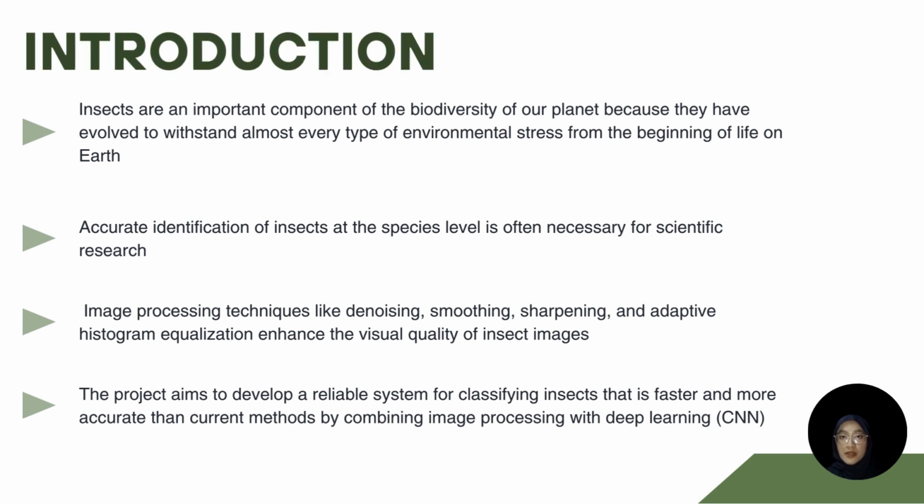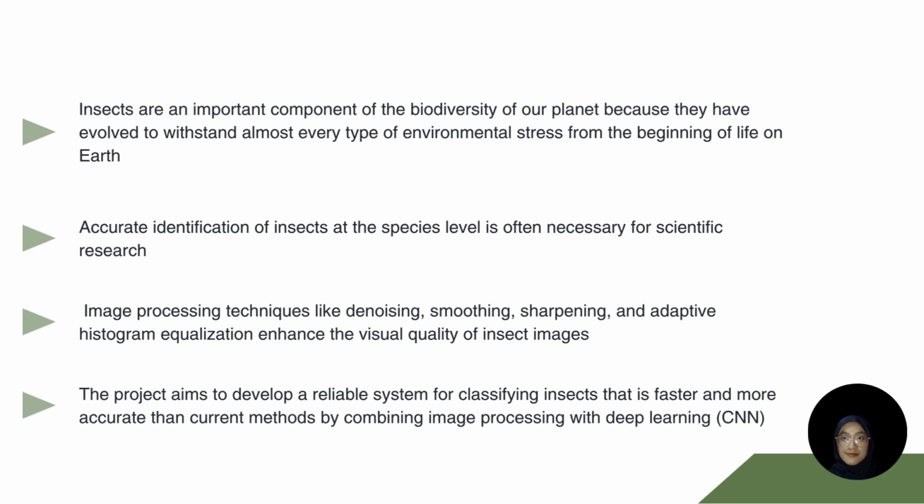Insects are an important component of the biodiversity of our planet because they have evolved to withstand almost every type of environmental stress from the beginning of life on Earth. Accurate identification of insect species is crucial for conservation. Using image processing techniques such as denoising and sharpening, we improve image quality for high-quality datasets. Combining this with deep learning, specifically convolutional neural networks, we aim to develop a faster, more accurate insect classification system. This will enhance scientific research and practical applications, leading to better biodiversity conservation.